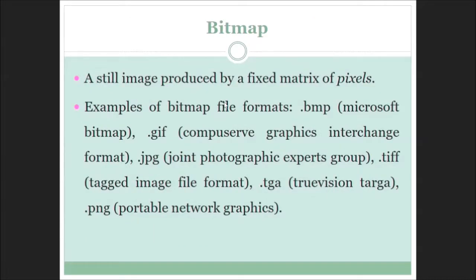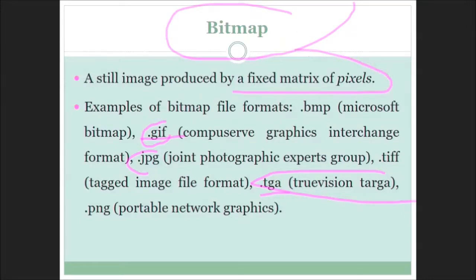So in bitmap, it's a still image produced by a fixed matrix of pixels, for example BMP, Microsoft bitmap, GIF, graphic interchange format, JPEG, joint photographic expert group, TIFF, tagged image file format, TGA, TrueVision Targa, and PNG, portable network graphics. So these are all bitmaps, and they are still images which are produced by a fixed matrix of pixels.